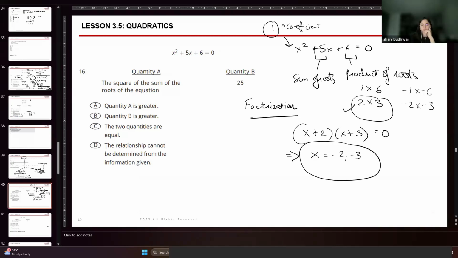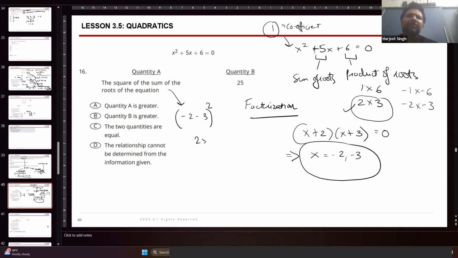So if these two are the two roots of the equation, what are they asking in quantity A? Square of the sum of the roots. So what are the sum of the roots? Minus 2, minus 3. And can I say square of that? And what is the square of that? 25. So the two quantities are equal, and hence this is the right answer.